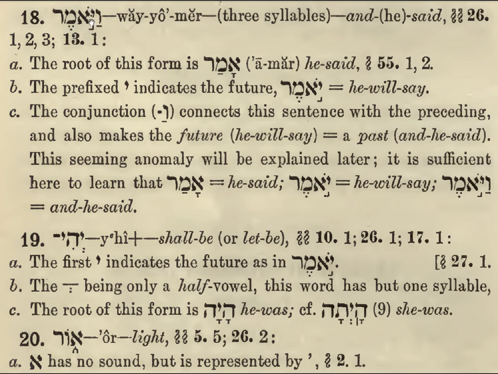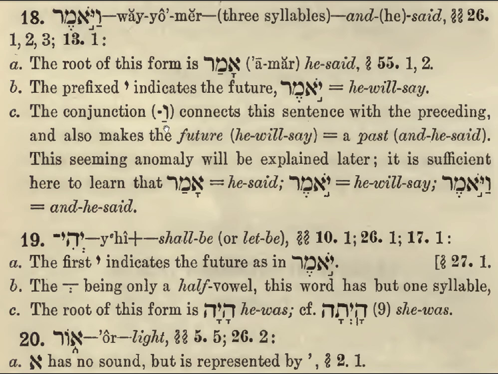Vayomer. Notice the dot inside the yud, telling us it's doubled. Vayomer. Three syllables. And he said, vayomer. And the accent is, you see from this little sign here, on this part of the word. The root of this form is amar, he said. And then we put the yud in front to indicate the future. Yomer, he will say, yomer.